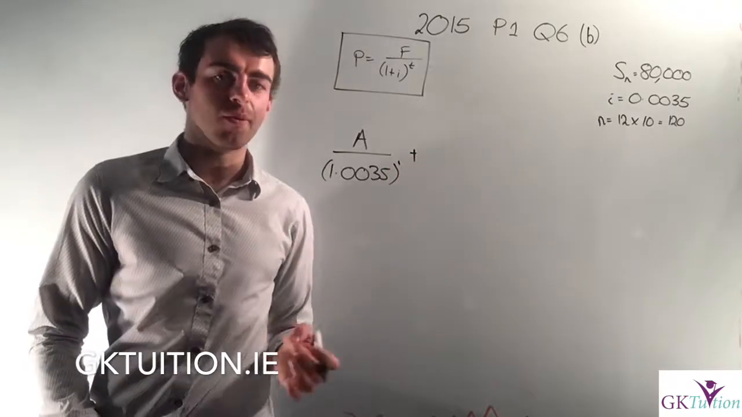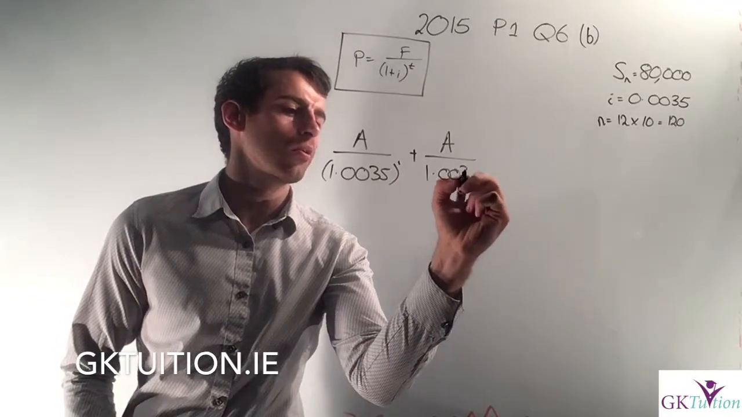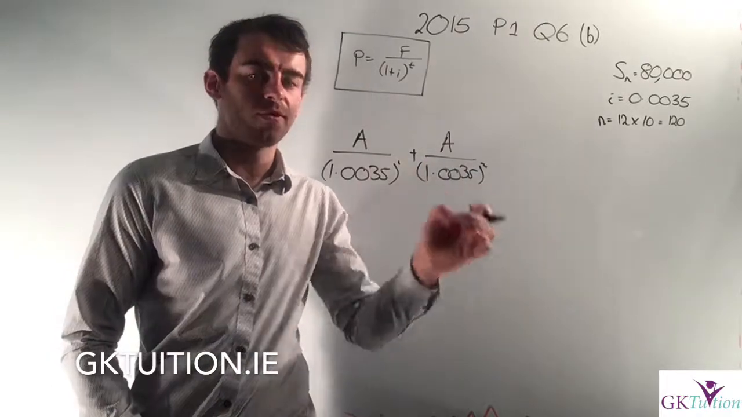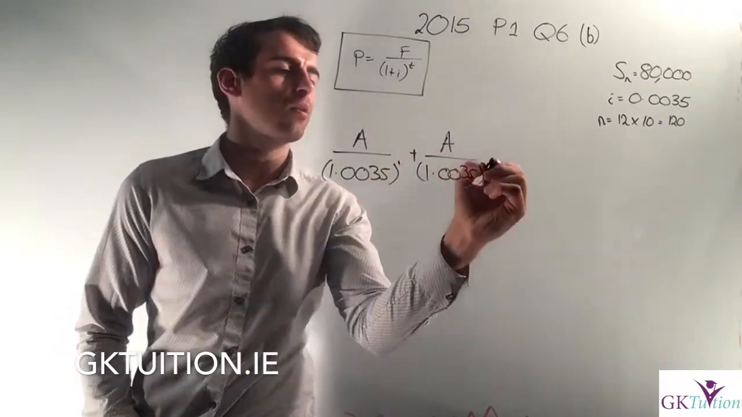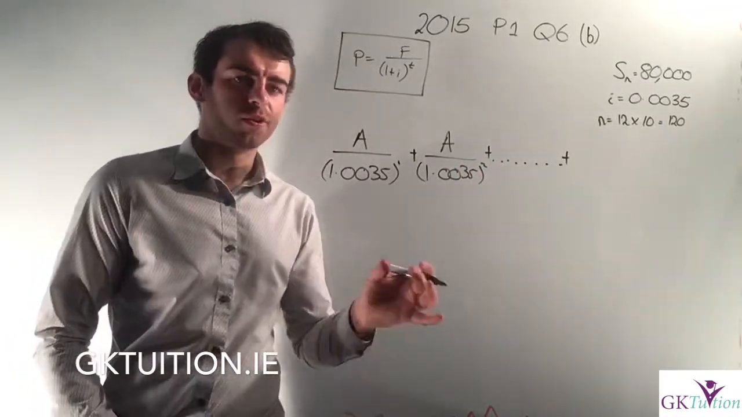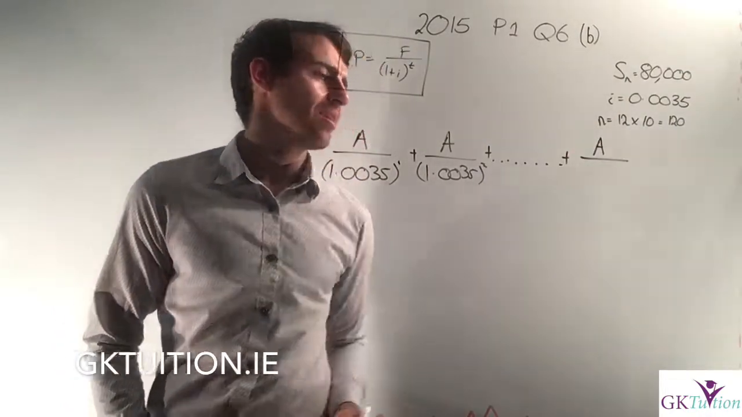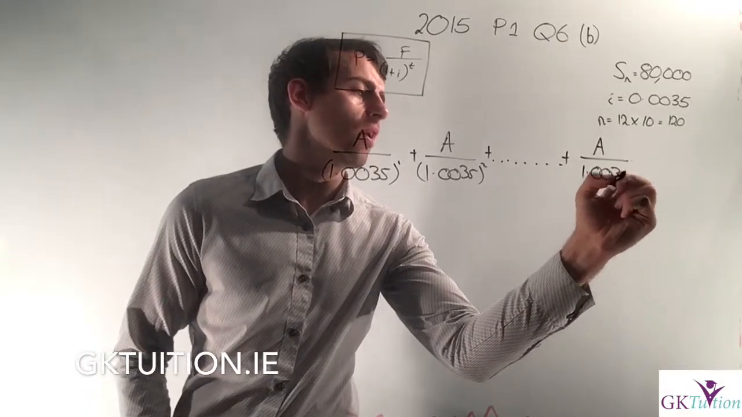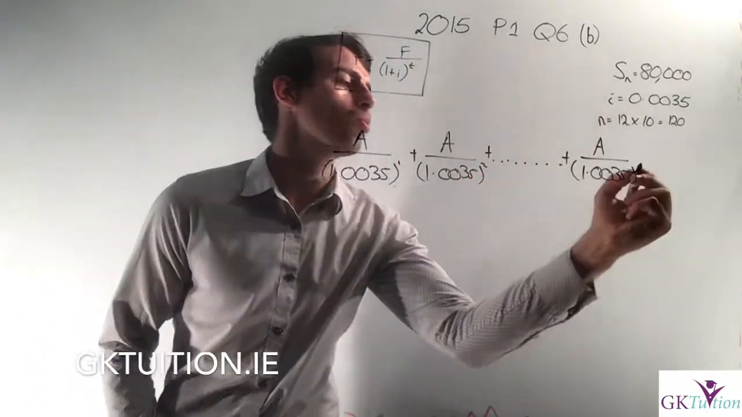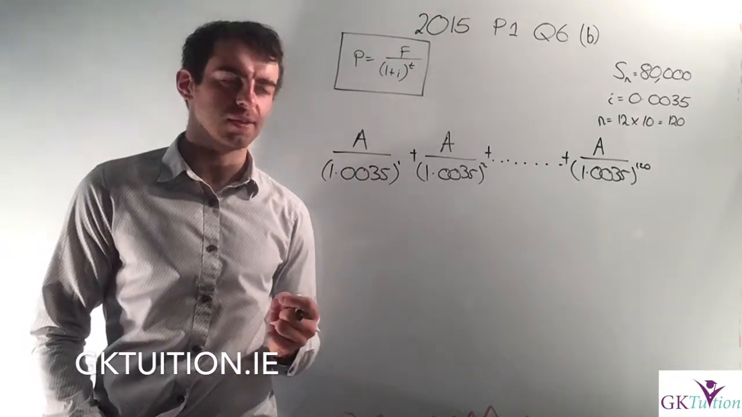My second repayment is going to go in 2 months. So it's going to be A over 1.0035 squared. My third one is going to be A over 1.0035 to the power of 3, next one to the power of 4, to the power of 5, and so on. So I can just put dots, because obviously I'm not going to write in 120 terms. The only other term I need to write in is the very last term. The very last one is going to be A over 1.0035. And if the first one is over 1 and the second one is over 2, clearly the 120th one is to the power of 120. So it's A over 1.0035 to the power of 120.